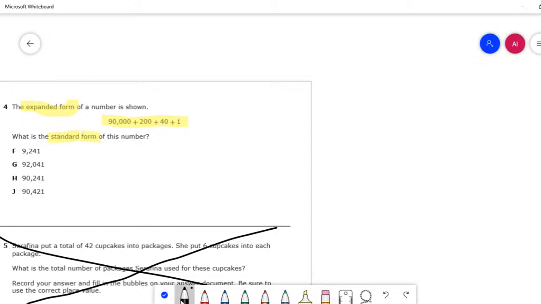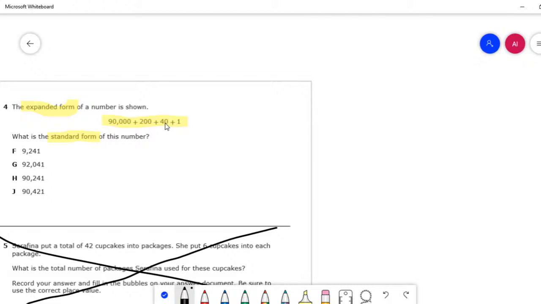So just quickly explaining some of these vocab terms. Expanded form is when it's given to us like this, where every number only has one place value and each one has a different place value. And standard form is how all these answer choices are, where it's how you would read or write the number in most cases. So first, let's look at this expanded form and start dividing it up into the place values.